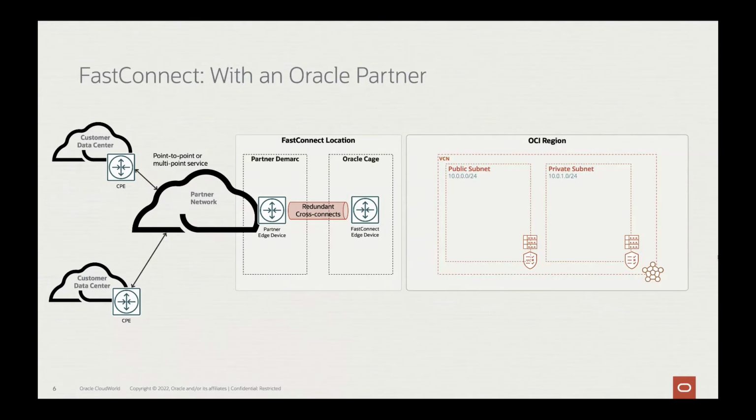So when a customer comes in and decides to onboard using a partner, you'll establish physical connectivity to the partner network, and from there, build your logical connectivity, your virtual circuits, over that connection through the partner network, then over those cross connects, and then into your OCI environment, accessing your private resources within OCI.